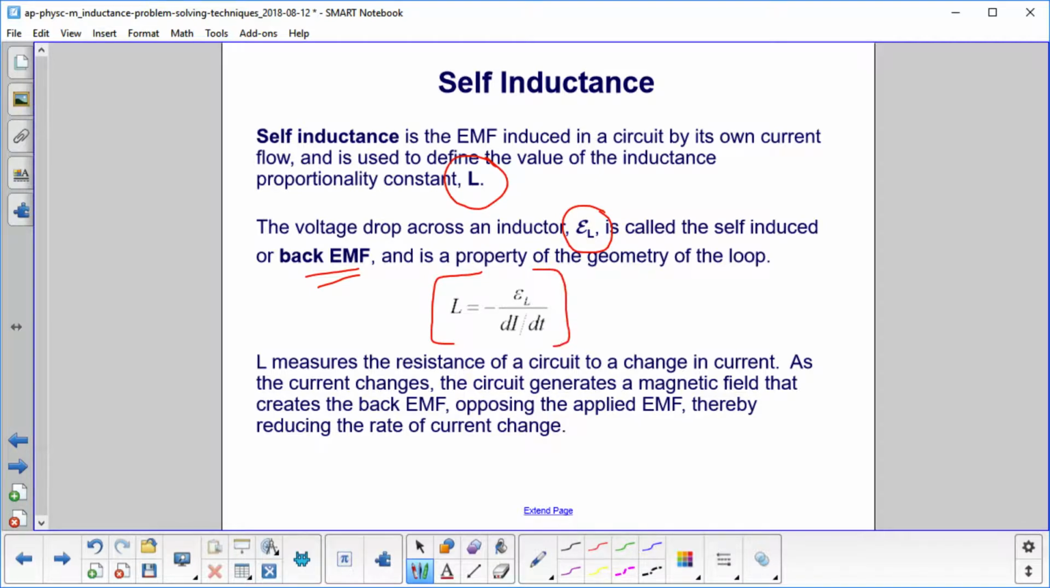Here's our definition of L. It's minus E sub L over di/dt. L measures the resistance of a circuit to a change in current, not just the current. That's what R measures, the resistance to current. As the current changes, the circuit generates a magnetic field that creates the back EMF. And the reason it's called back, and you have the negative sign here, is it opposes the applied EMF, thereby reducing the rate of current change.